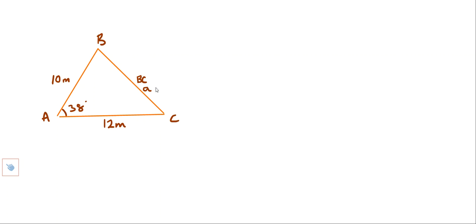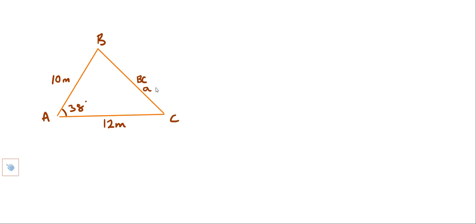So I'm going to draw another triangle. Remember, I can tell you now, this one will be cosine rule. But what I want to do is show you why we couldn't use sine rule. So this angle is 38 degrees. This is 10 meters. This is 12 meters. Okay, and I am being asked to find BC again. So I've got A, B, C, and I'm being asked to find BC, or A.